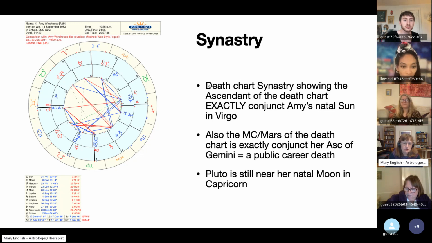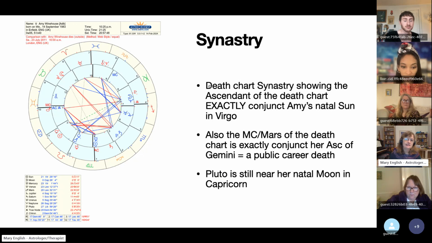And the MC to that chart is exactly conjunct to her ascendant. So it all went out very, very quickly that she'd been found dead. The same thing with Sinead O'Connor, as it happens. It immediately hit the headlines and what had happened. And so because the MC and Mars of the death chart's exactly conjunct her ascendant of Gemini, it was a public career death. They were writing things in the paper that she now became a member of the 27 Club. Quite a lot of famous pop stars died when they were 27.